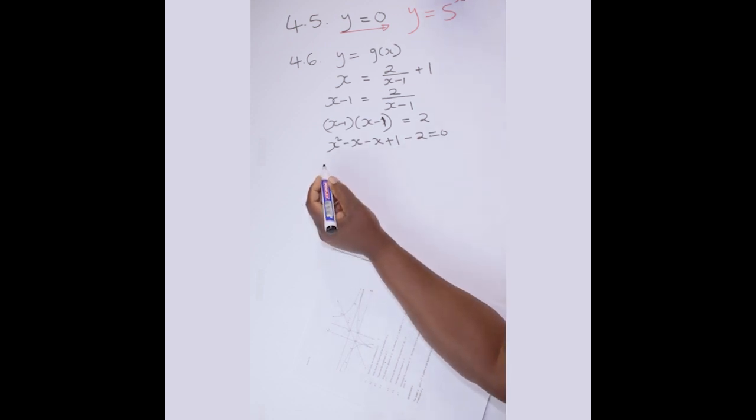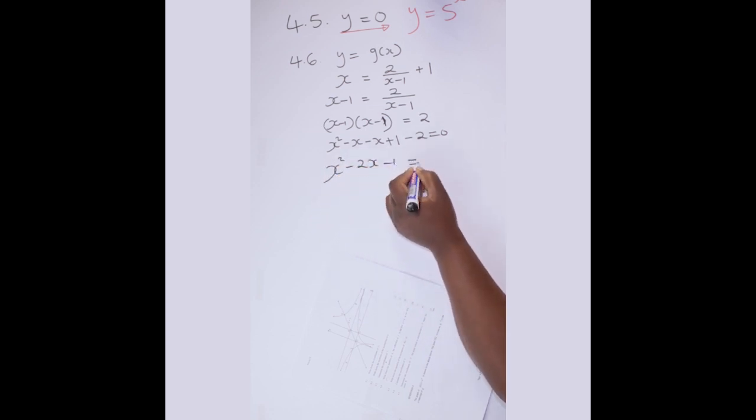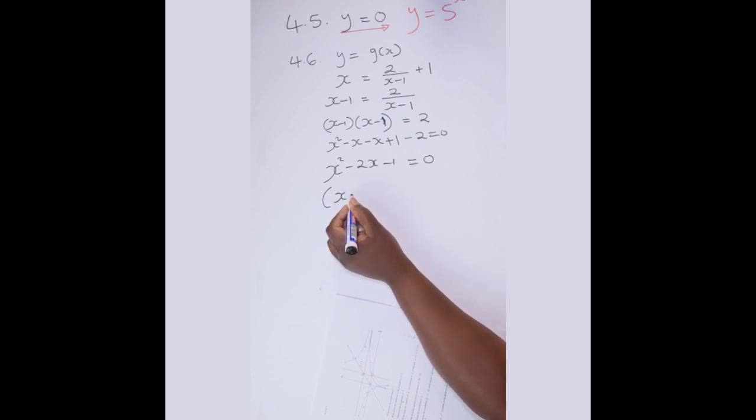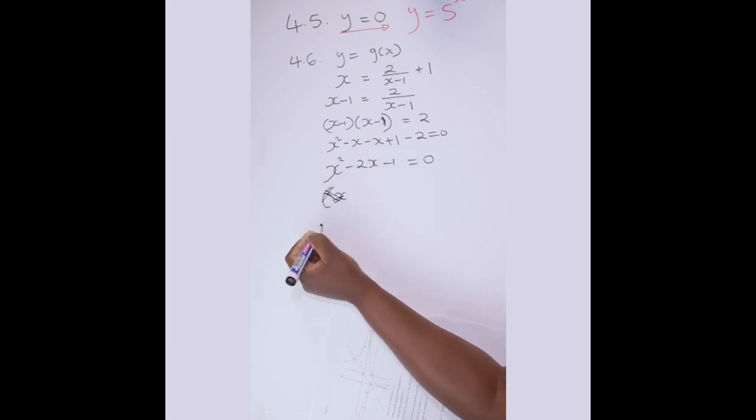When we simplify, we look at the like terms. So we have x squared minus 2x minus 1 equals 0. And then we factorize. When we factorize there, we'll have x squared minus 2x minus 1. We will now have to use a formula, which is the quadratic formula.